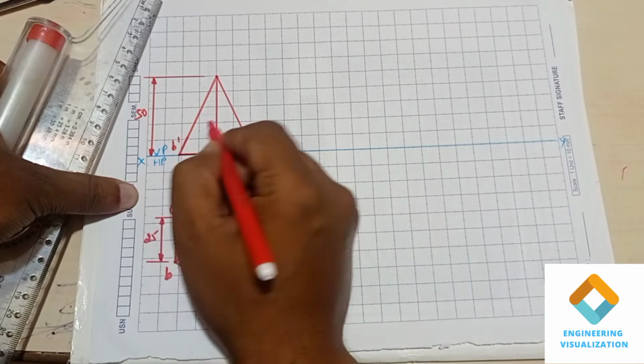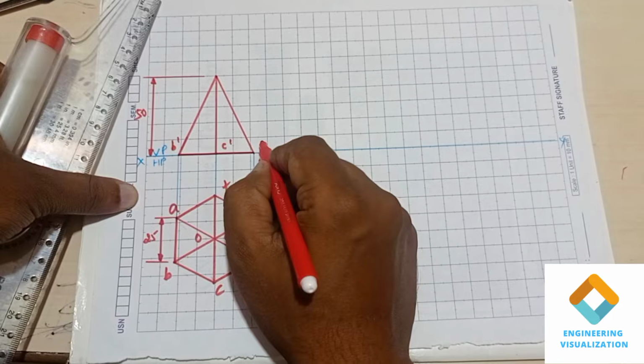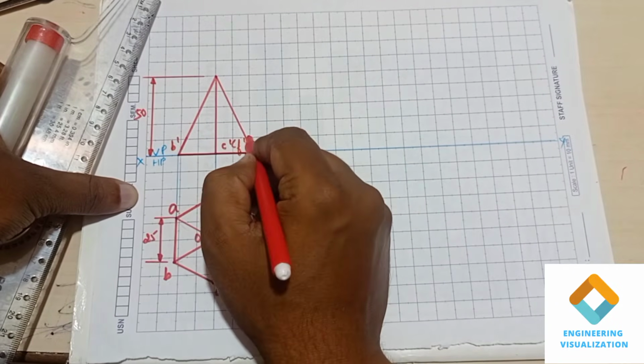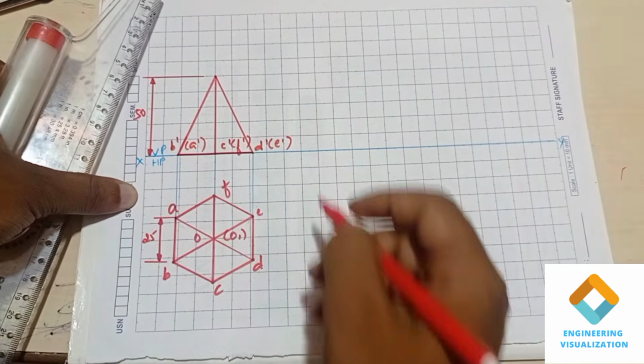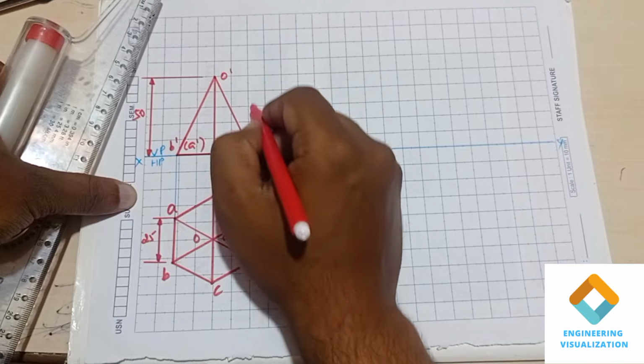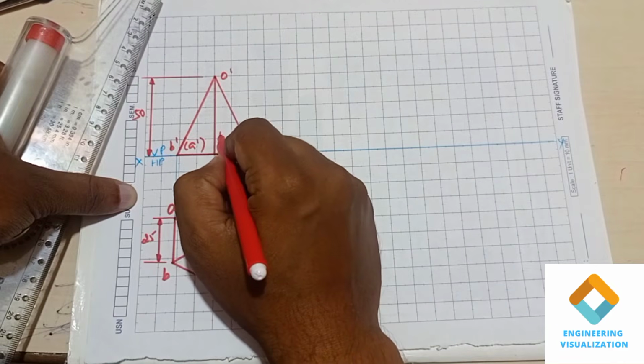Okay, write down the naming here. B dash, C dash and D dash visible. Okay, F dash, A dash and E dash not visible. It should be written within brackets. O dash visible and O1 dash not visible here.